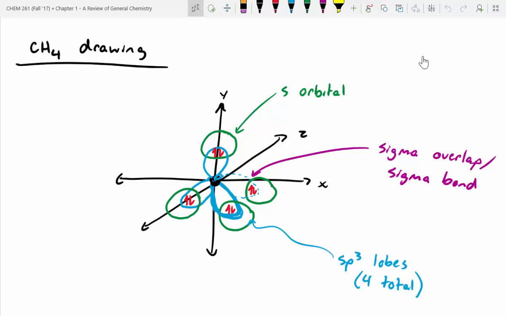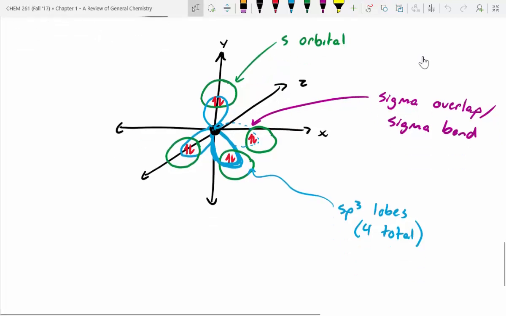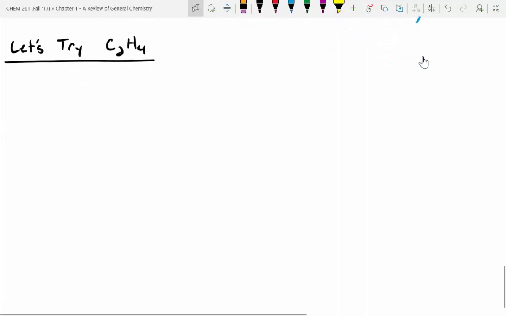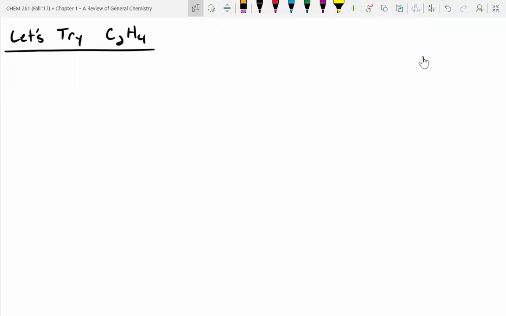So let's try a little bit harder examples today. Let's try C2H4. So what I want you guys to do first is to draw the Lewis dot structure of this and then check with your neighbor to make sure that it's correct. Give me a thumbs up if you think you got it.